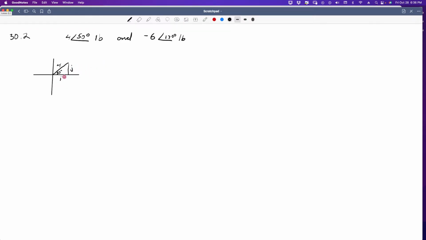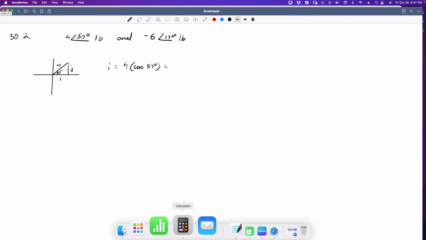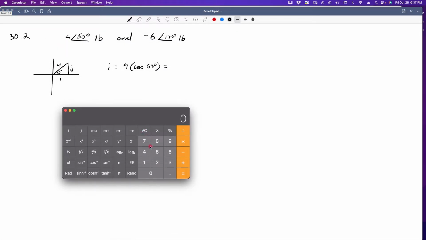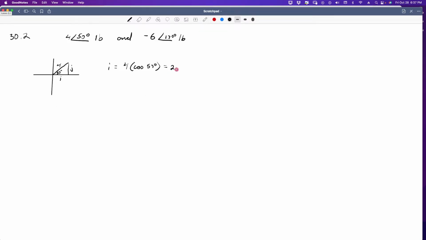So now we can use our sine and cosine. So the I is going to equal 4 times the cosine of 50 degrees. And that is going to equal 2.57 according to the book. Let's double check it with our calculator. 50 cosine times 4, 2.57. Book was right. We just have to check it every now and then. So that's going to be 2.57, and that is the I with the hat.